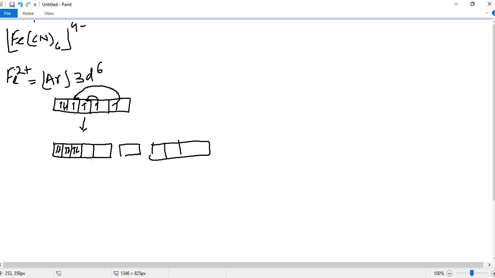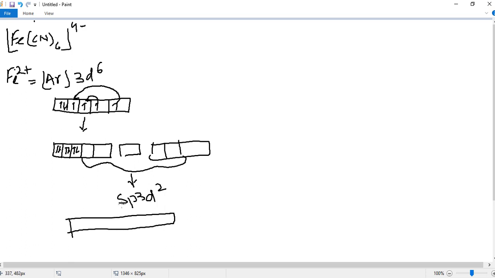So in that case, the two d orbitals, one s orbital and two p orbitals will combine and form sp3d2 hybridization. So this will be sp3d2 hybridization, and again 6 orbitals will form, and these 6 orbitals combine, the cyanide ions will put their electrons in these 6 orbitals, 1 2 3 4 5 or 6.